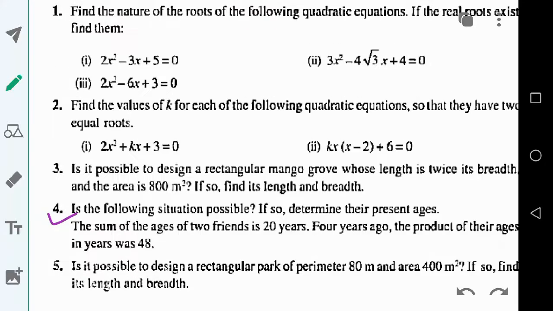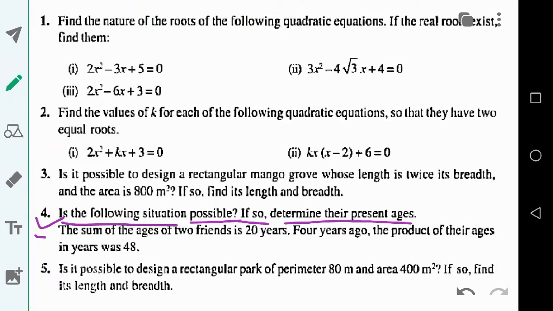Let us solve question number 4. Is the following situation possible? If so, determine their present ages. So here one situation is given. First we need to determine whether the situation is possible or not. If possible, then we need to find the solution. So what is the situation here? The sum of the ages of two friends is 20 years. Four years ago the product of their ages in years was 48.